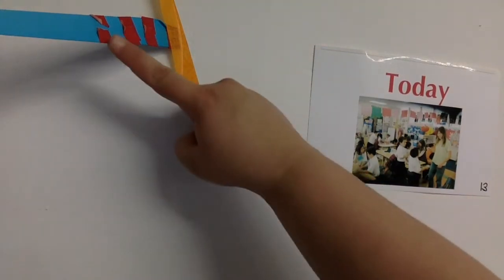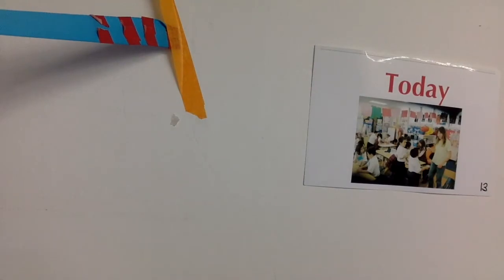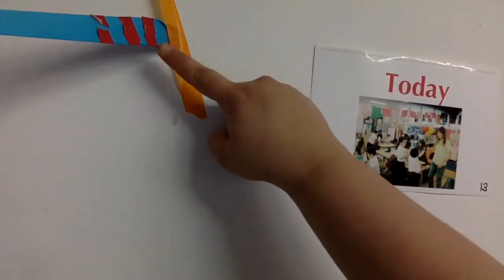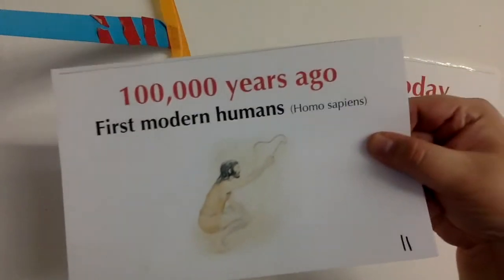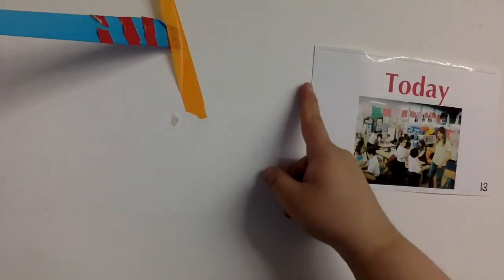So this first red line represents 65 million years ago, the end of the dinosaurs. The second red line represents 4 million years ago, first early human-like ancestor. The third red line represents 100,000 years ago, first modern humans. And this last red line represents the Ice Age, which ended about 10,000 years ago, which would be even closer to today.